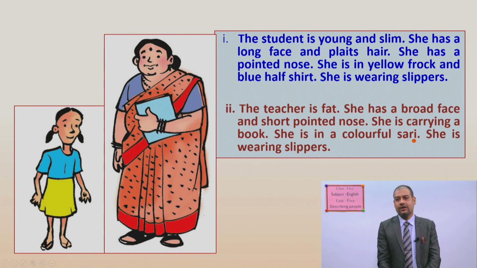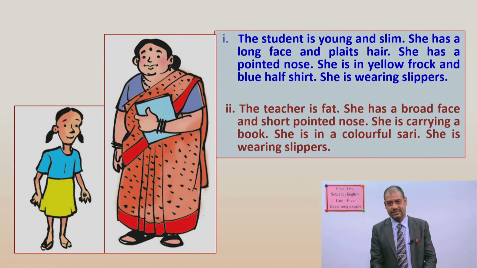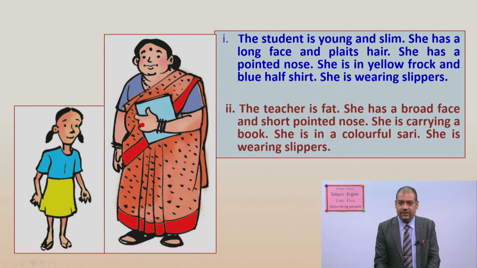She is in a colorful sari. Look at. She is in her colorful sari. The sari is colorful, means many colors there. So, I have described her dress also. She is wearing slippers. Here also, she is not wearing the shoes. She is wearing the slippers here. That's why I have described her dress also.